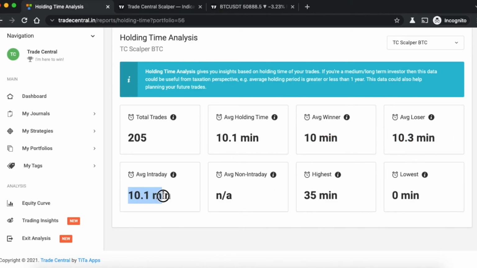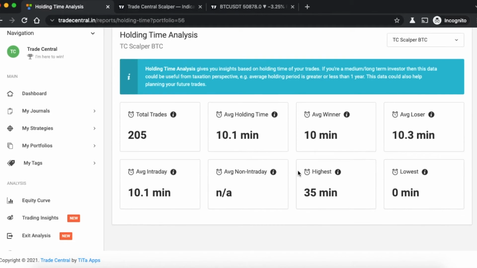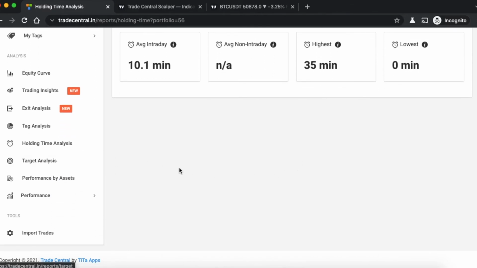And intraday trade, same thing. Non-intraday we did not do using this strategy, this portfolio. The highest ever we held a trade was for 35 minutes, right? And lowest for 0 minutes. That basically means within the next candle we hit our target or hit our stop loss. So that's how you can do all this analysis.